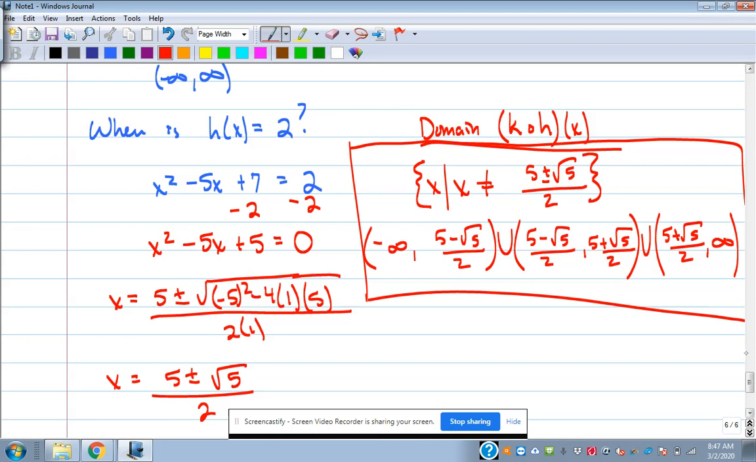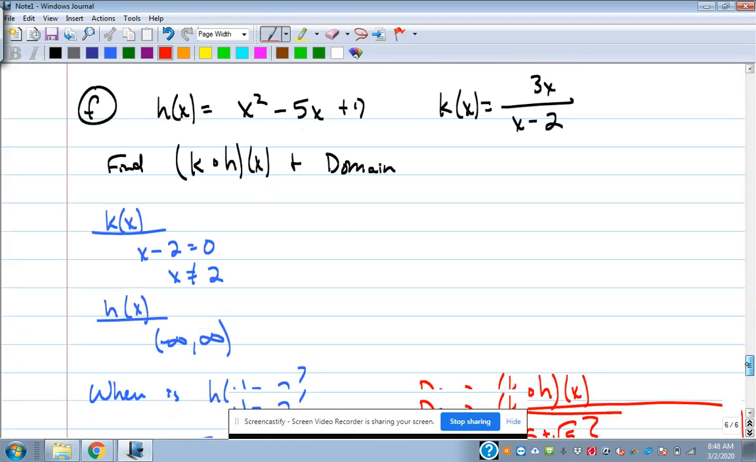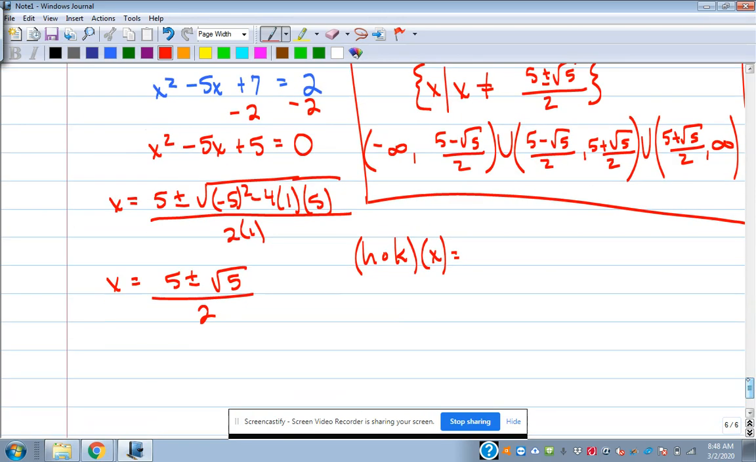Now let's actually find the composition function, the composite function. So h composed with k of x. So we're taking k of x, which was the fraction, and plugging it in, or excuse me, taking the k composed with h. That's what we're doing, not h composed with k, which is what we did last time. K composed with h. So we're taking the quadratic and plugging it into the fraction, which is a lot easier than the other one was.